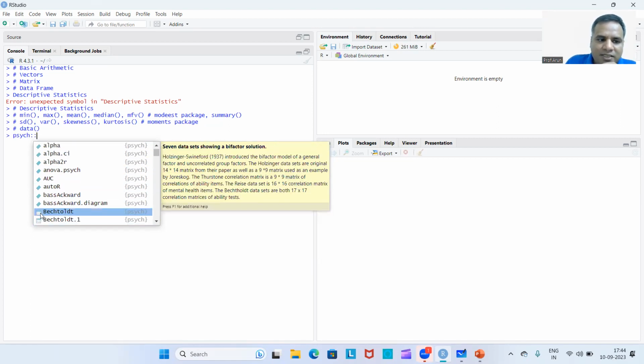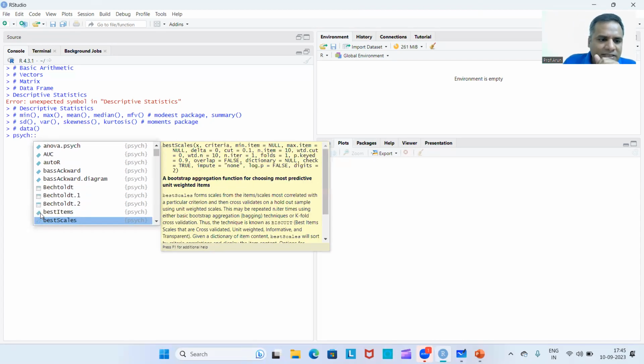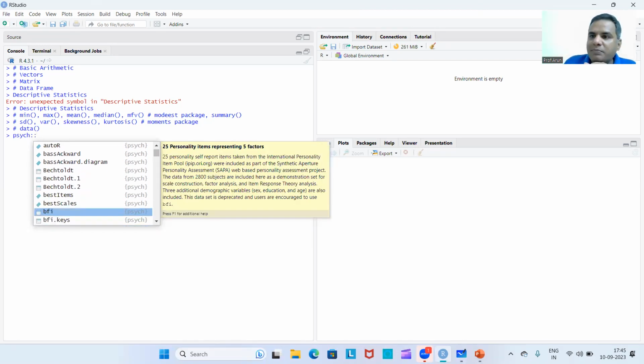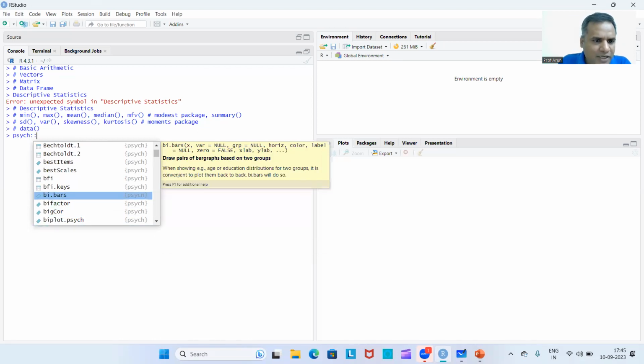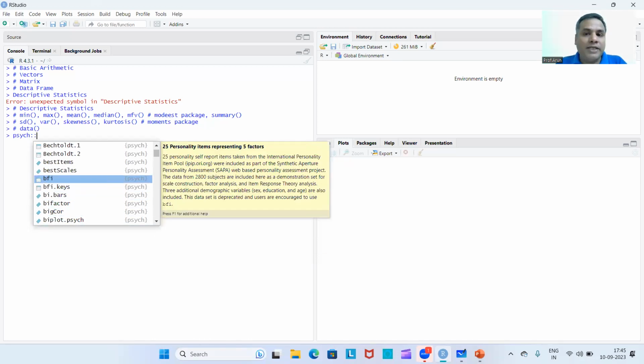The moment you see this Excel sort of symbol, these are data sets. So this is a BFI data set, a very famous data set. It talks about 5 types of personality, BFI keys. Every package will have data sets in it, which are very big data. If I talk about this BFI data, it has 2,800 observations.